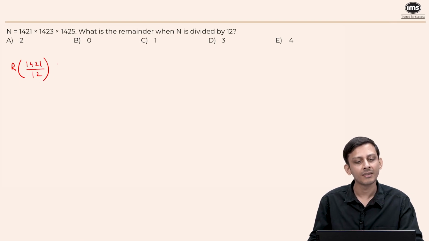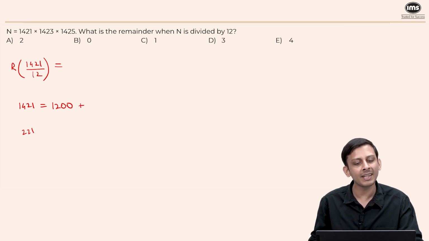How do we find this? Let us just break up 1421. If you look at 1421, break it up in terms of multiples of 12. So first of all, out of 1421, 1200 will definitely be divisible by 12. And then after that, what is remaining? 221 is remaining. 1421 minus 1200, 221 is remaining.